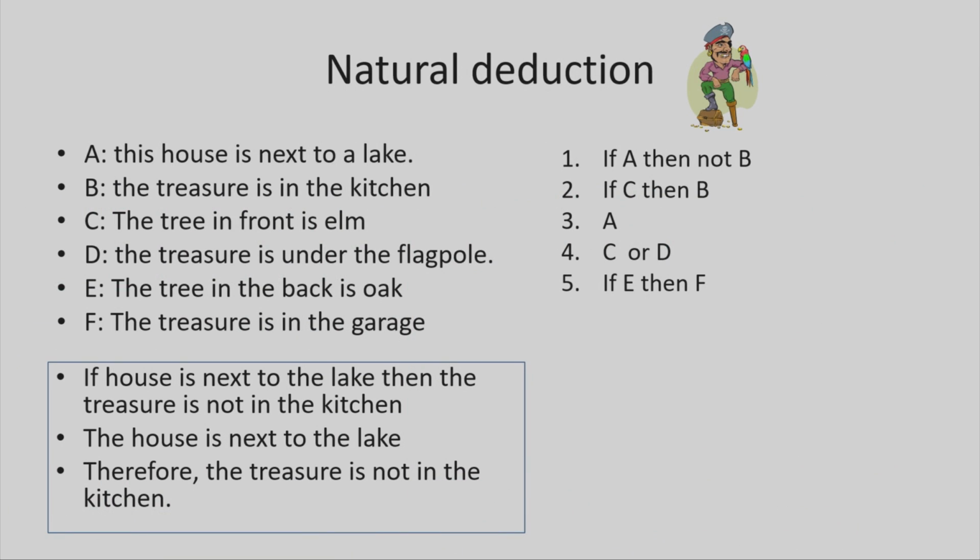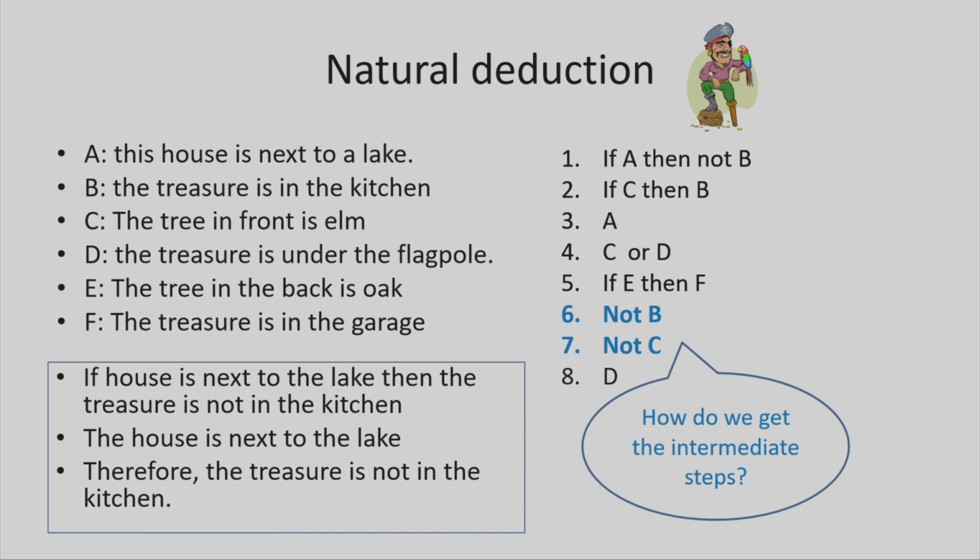So this style of argument is called natural deduction. You have the clues, and you deduce the first thing, second thing, and you keep deducing stuff until you are done, until you get the answer. So how do we get the intermediate steps? Because we were saying the 5 clues imply that the treasure is under the flagpole, but we didn't just jump to the conclusion right away. Jumping to conclusion hardly ever works. We had those intermediate steps.